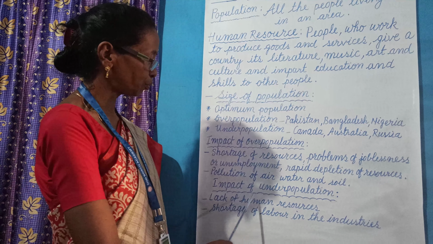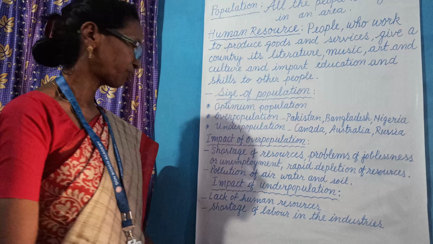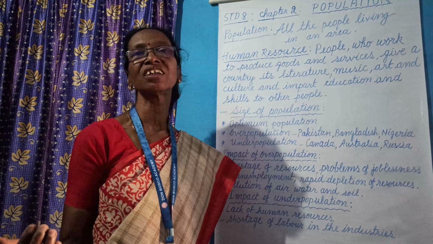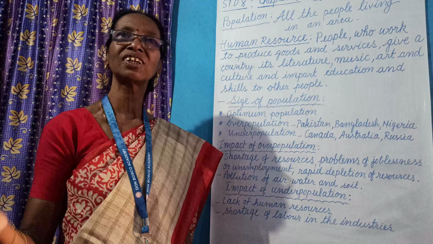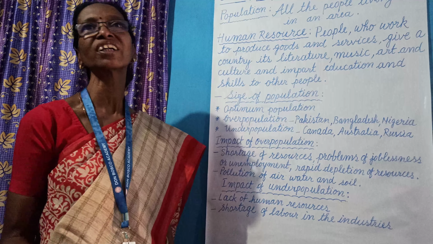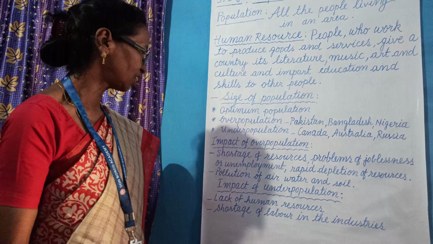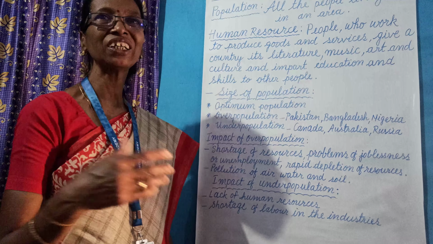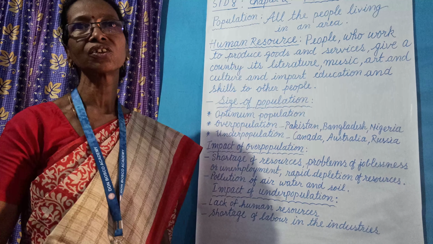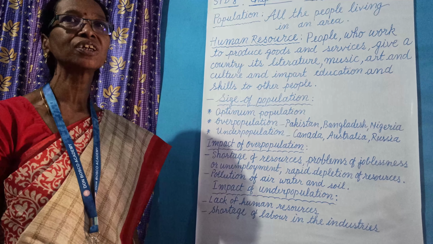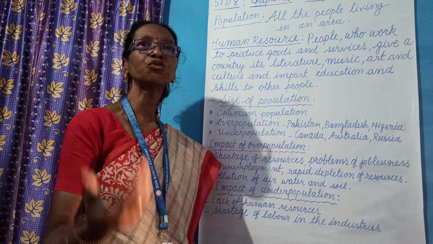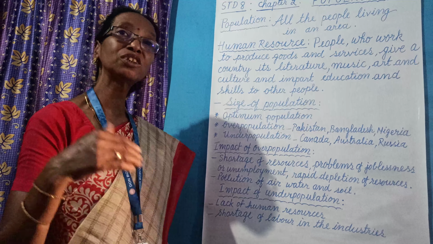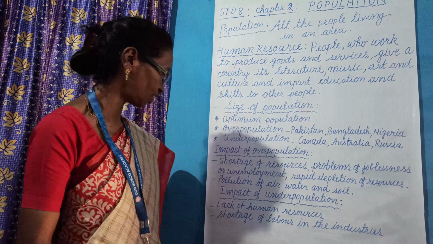Now, what are the impacts of underpopulation? Where there is less population, only few people are there. Density of population is less than 50 in 1 square kilometer area. In that area, there is lack of human resources. There are many industries or large areas for cultivation or farms, but people are fewer, or there is less population, so those resources cannot be utilized.